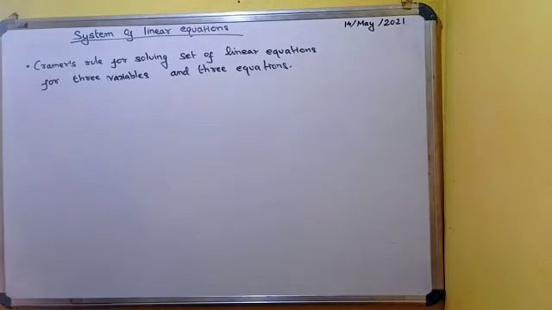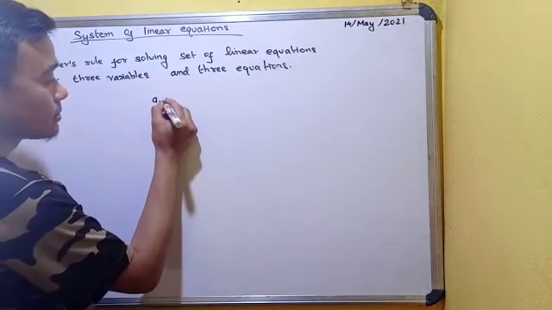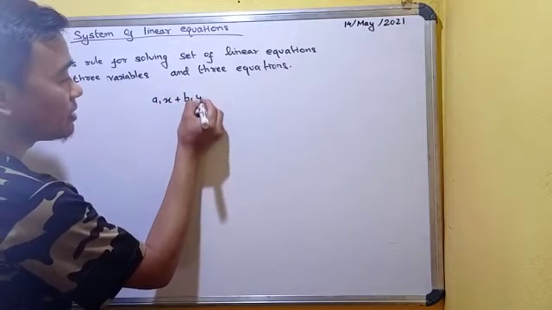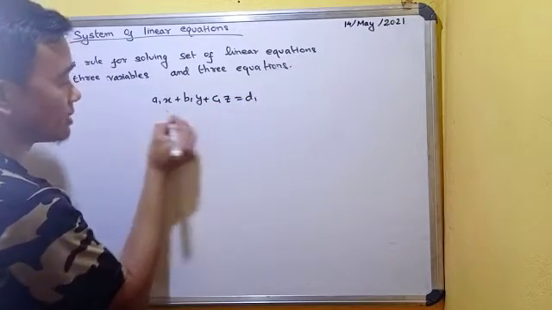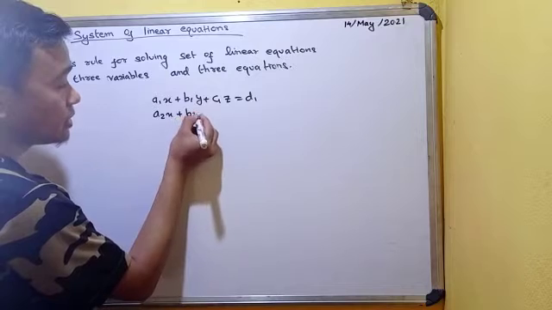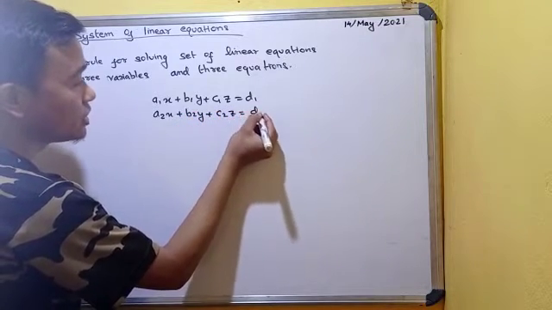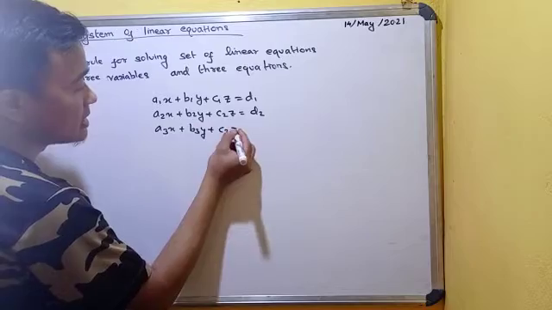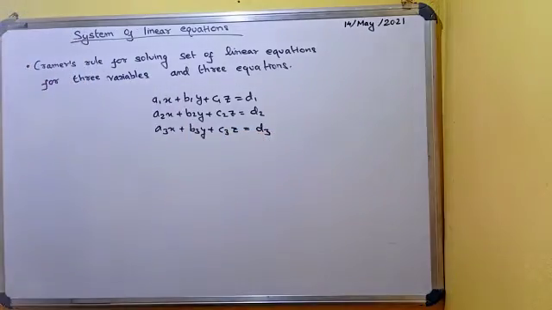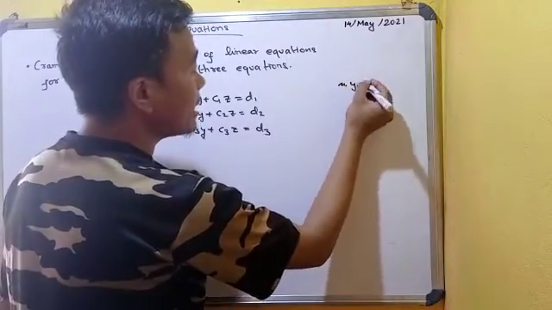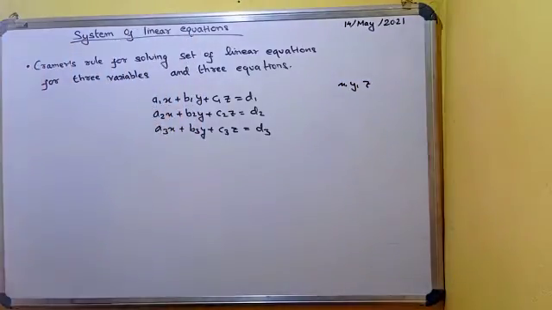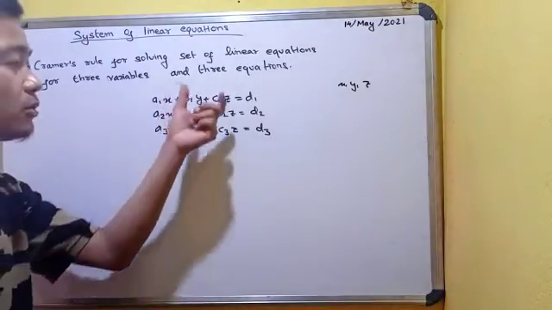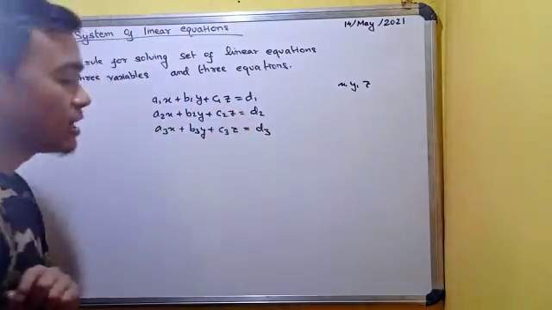Now for that, let us consider a set of equations in which there are three variables. Consider the equation as a1x plus b1y plus c1z is equal to d1. Another equation a2x plus b2y plus c2z is equal to d2. And the last equation a3x plus b3y plus c3z is equal to d3. Here in this set of equations, the variables are x, y, and z. And here a1, a2, a3 are the coefficients of x. b1, b2, b3 are coefficients of y. And c1, c2, c3 are coefficients of z. And d1, d2, d3 are constants.